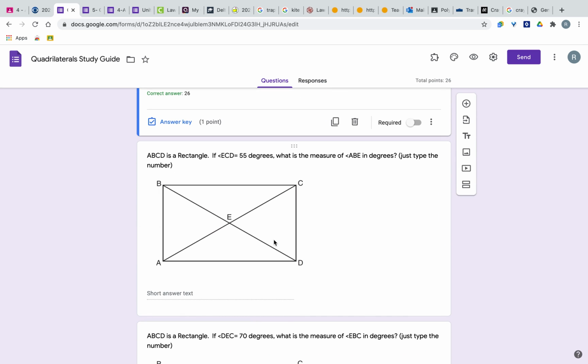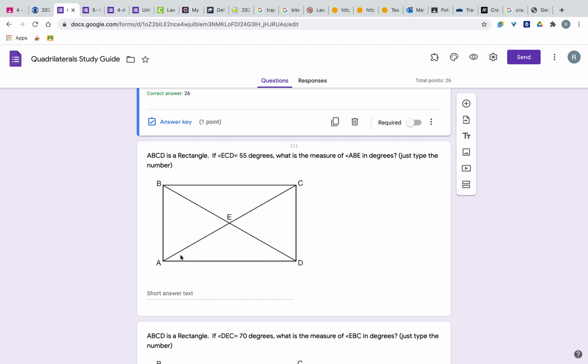So we're doing the same rectangle here. Now it says ECD is 55 degrees. What is the measure of ABE? So this angle, ECD, is 55 degrees. This angle, ABE, it's going to be the same. It's 55 degrees.